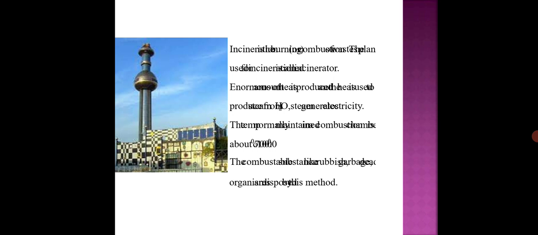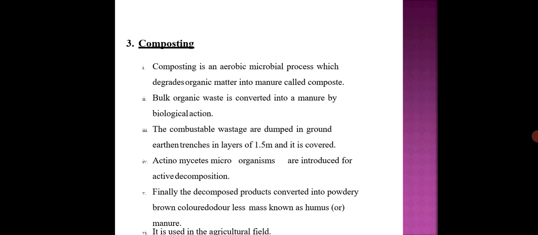The temperature normally maintained in a combustion chamber is nearly 700 to 1000 degrees centigrade. Combustible substances like rubbish, garbage and dead organisms are disposed of by this method. The main advantages of the incineration method are that it is a safe method from the hygienic point of view, and it requires only a little space. It produces 3 megawatts of electrical current per day by using wastes of 300 tons.